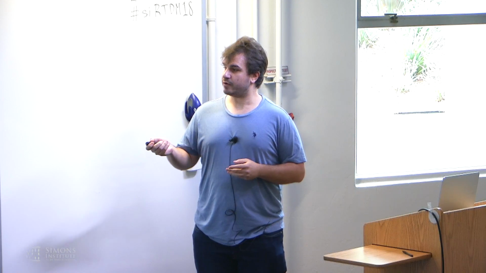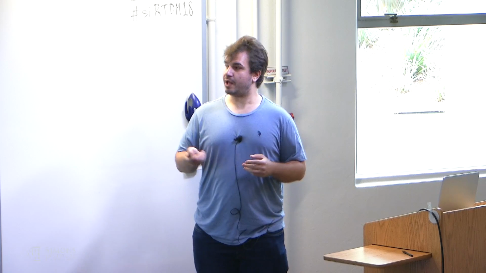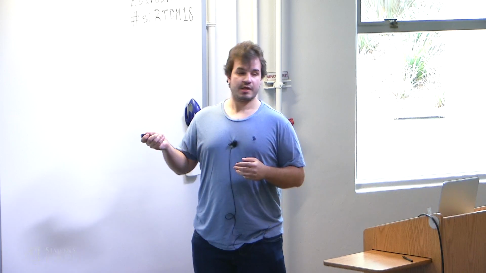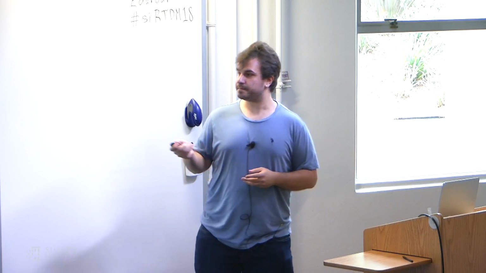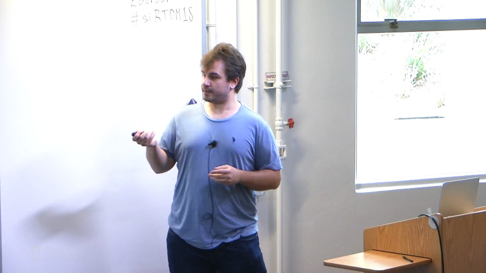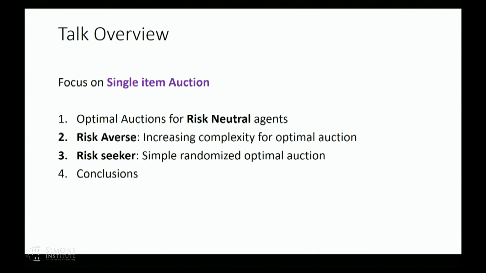Then I'm going to talk about how we can take advantage of risk-averse behavior and how complicated the optimal algorithm becomes. Then I'm going to go to the risk-seeking behavior and show how we can take advantage of it by using a simple solution instead. And then I will conclude with some future directions, what I think are important topics in this area.